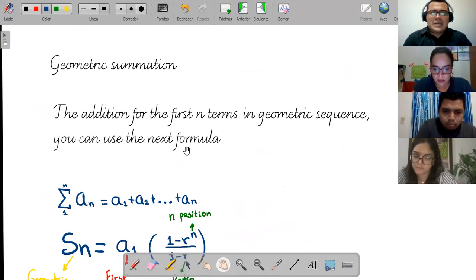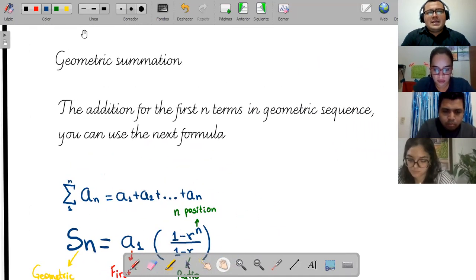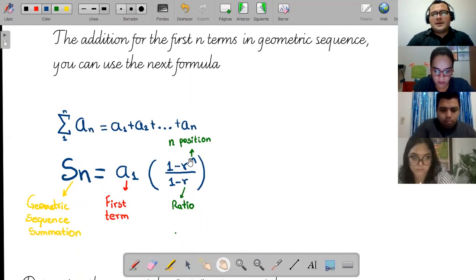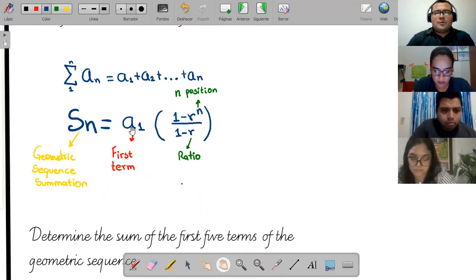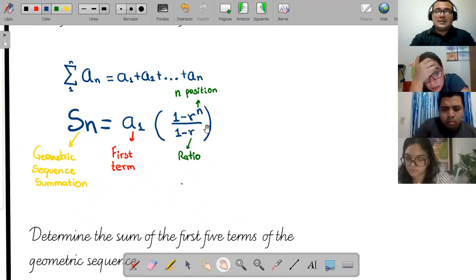To find the summation, geometric summation in this case, for the addition of the first terms in a geometric sequence, you can use the next formula. To use the formula, you require the first term, okay, which is something you need in the last one, but you don't require the term you want to get. No, you don't need that. You just need the position. Until what value you want to get? Do you need the value?